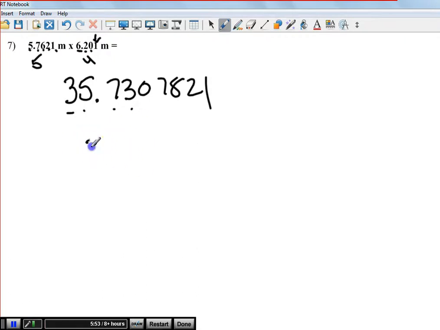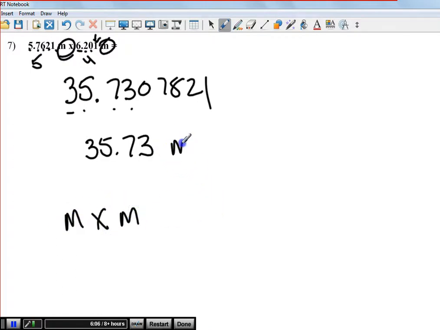So our answer is going to be 35.73. And now the units: I'm going to take the units here and here and do the math on the units. So when it's meters times meters, that unit ends up being meters squared, or squared meters. Okay, and now the last one here.